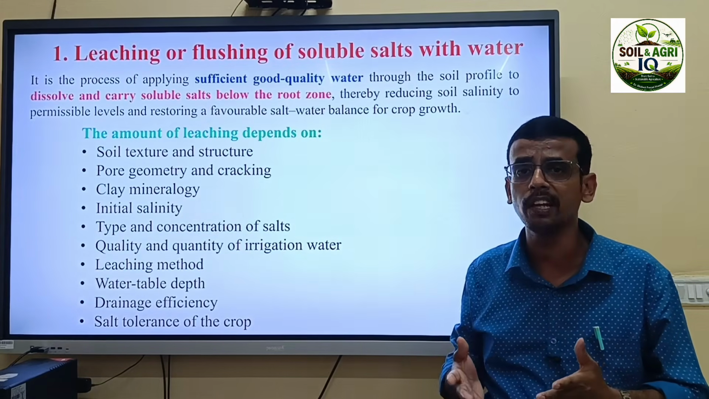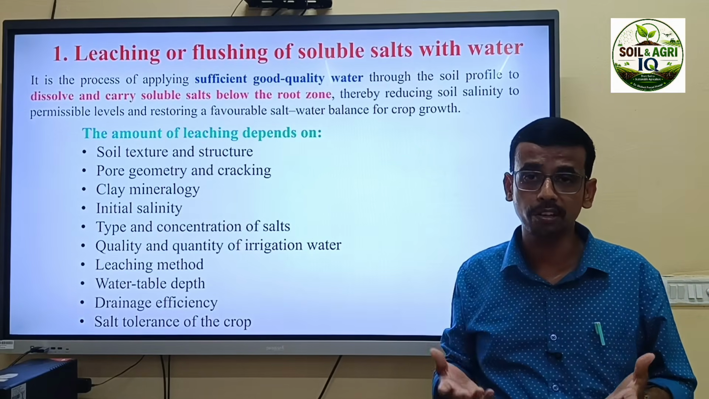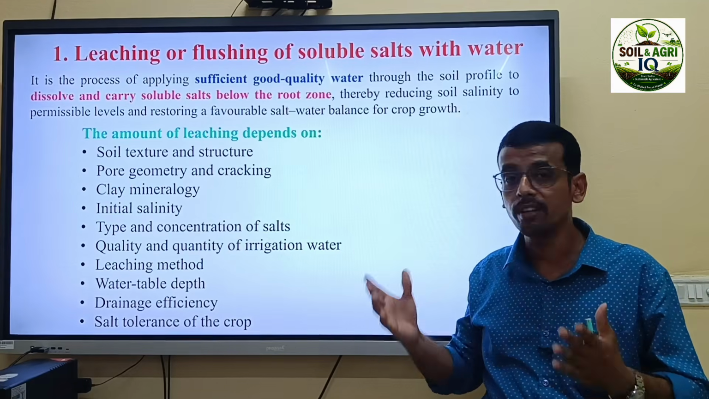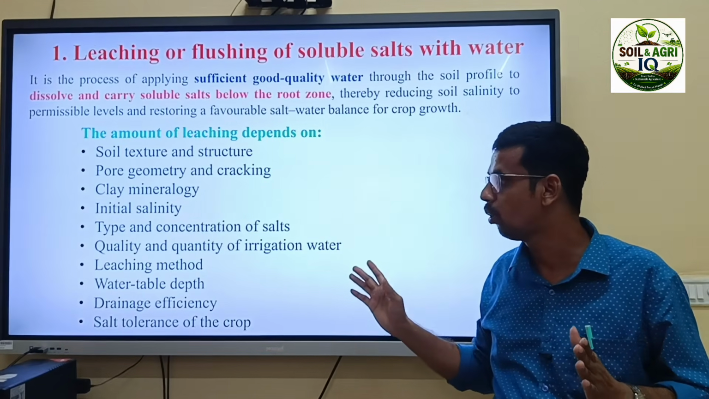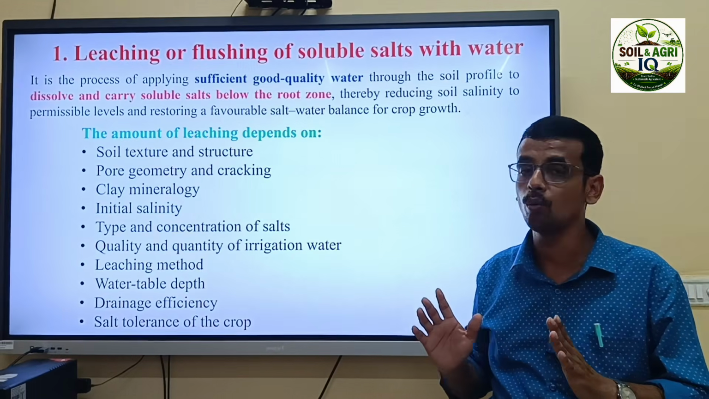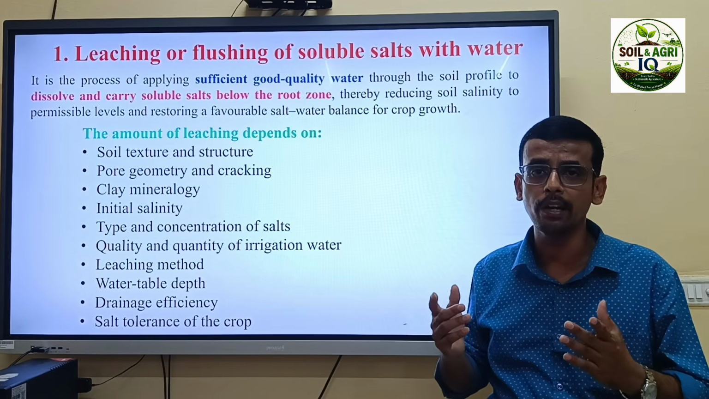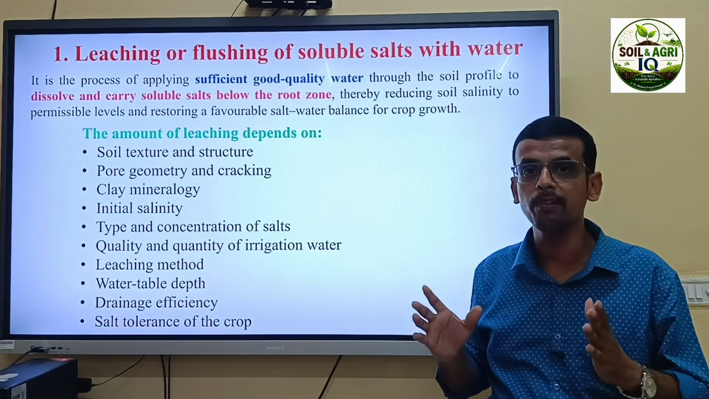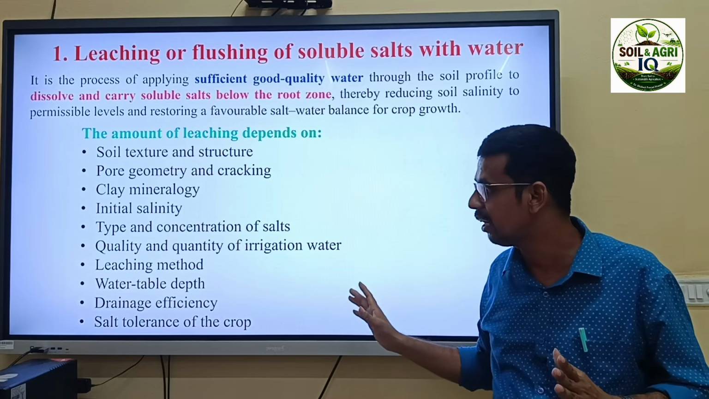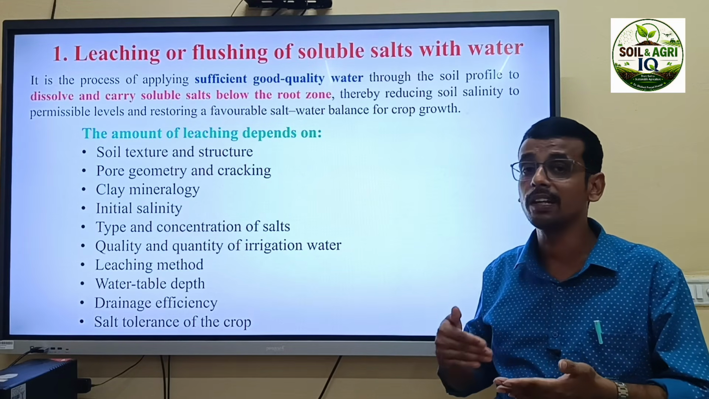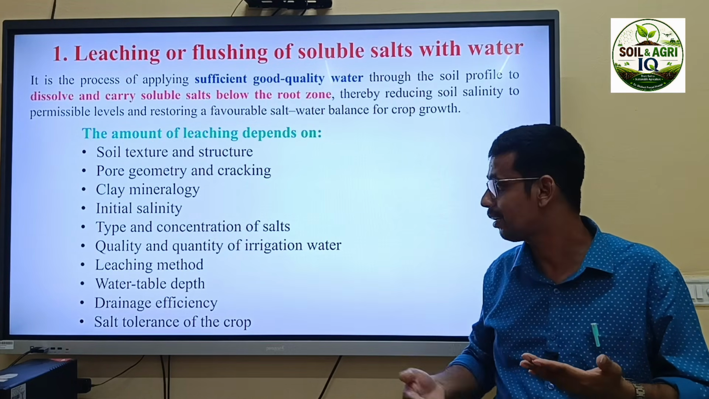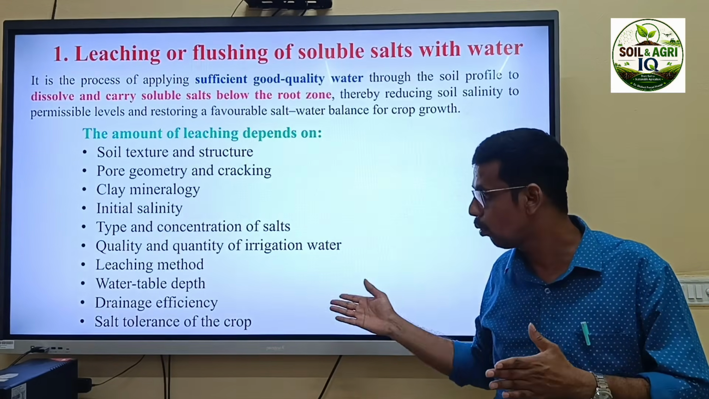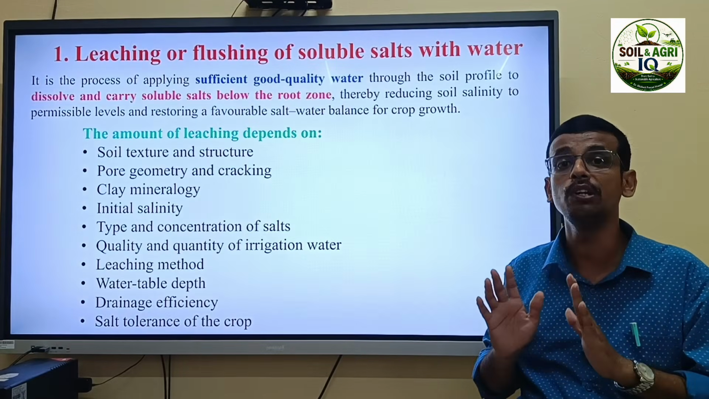Initial soil salinity, what is the initial level of soil salinity, then the type and concentration of salts present, which cations and anions are present and in what concentration, all these things we need to know. Then the quality and quantity of irrigation water. This is a very important point: your irrigation water quality should be good, and there should be a sufficient amount of good quality irrigation water. Which leaching method you followed, water table depth, whether shallow or deep, drainage efficiency, which drainage you should know, and the salt tolerance of the crop variety you also need to know.